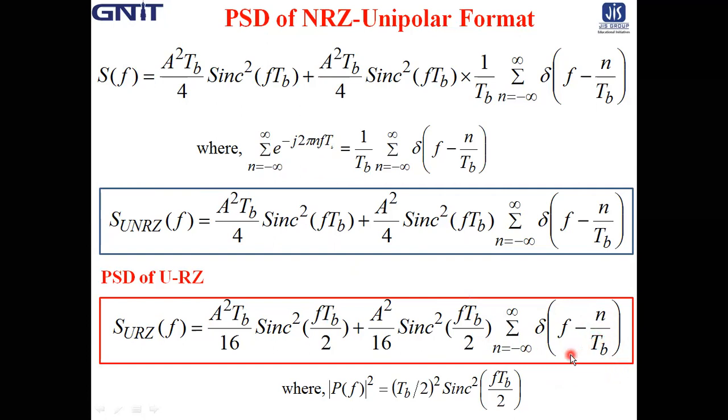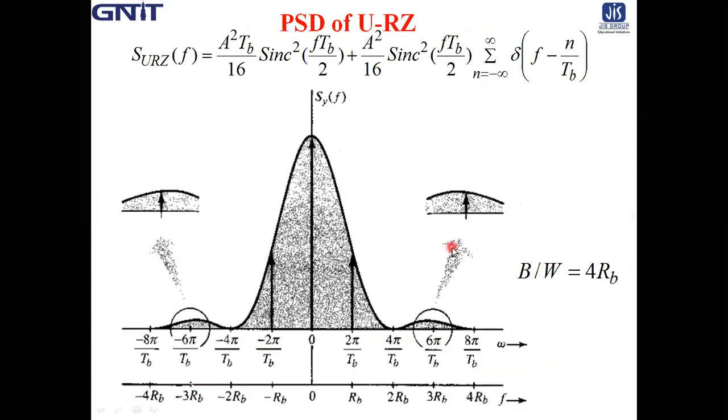Now, how to draw the spectrum of this unipolar RZ or NRZ, whatever. So first we draw the spectrum of unipolar RZ. So a sinc pulse is present definitely. And what is the cutoff of the sinc pulse?